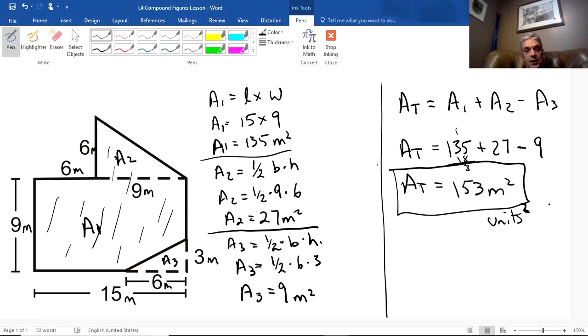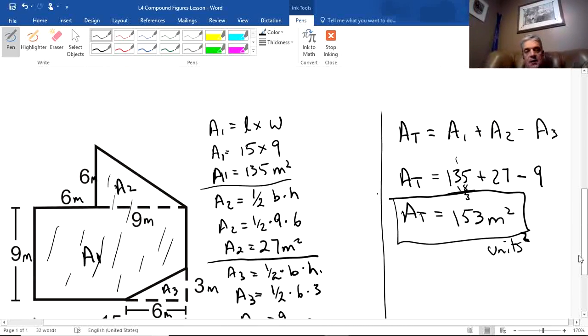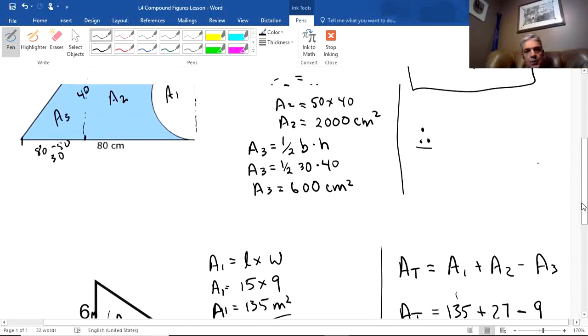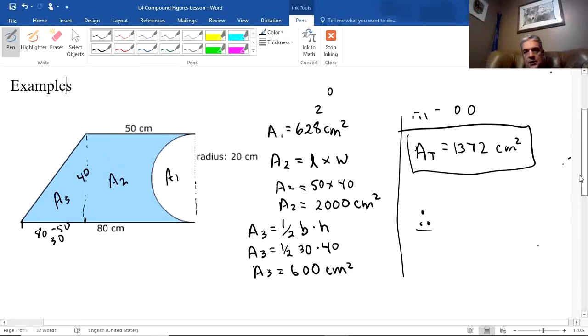I've given you worksheets with your assignment to practice doing this. It's not that difficult. It gives you some practice on it. It makes you start to think about how we can find different areas, and this can be somewhat fun.